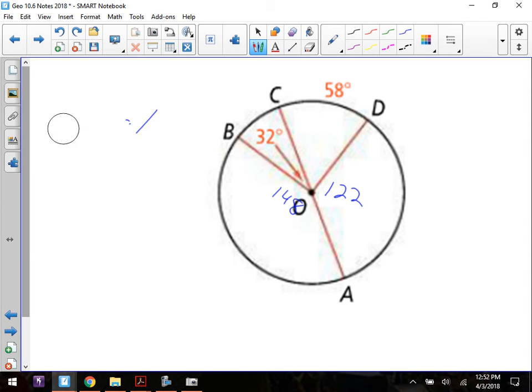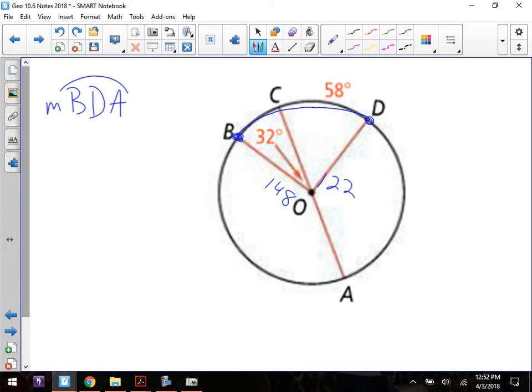Couldn't I just figure out quickly the measure of BDA? If I do BDA, what would I do? Just add them up. If I'm going BDA, I'm starting here. I'm passing through D on my way to A. So I could add 32, 58, and 122. Or, what aren't I using? Right, so couldn't I just take 360 and back that out?